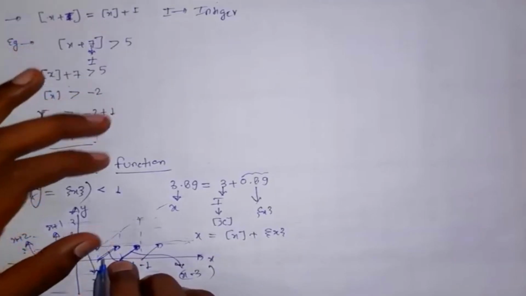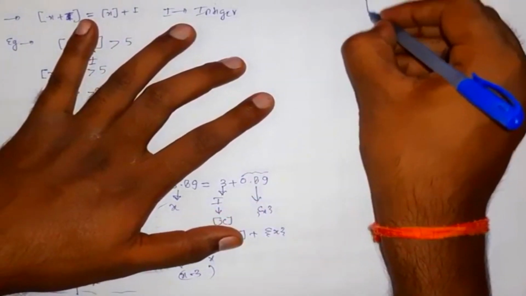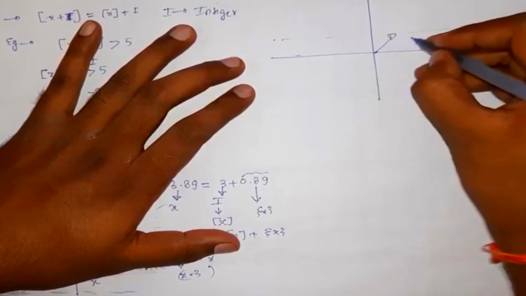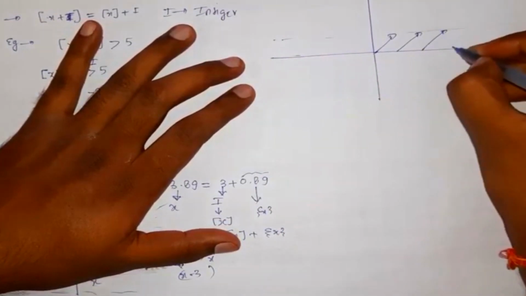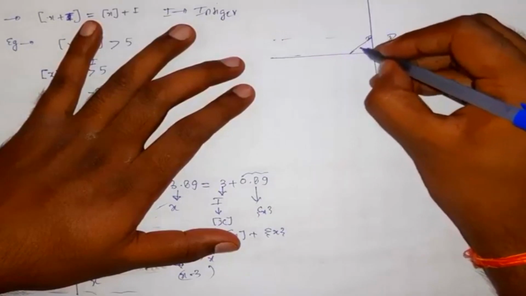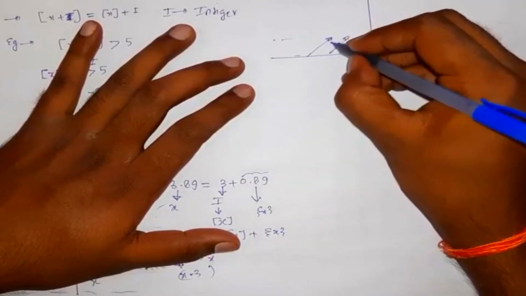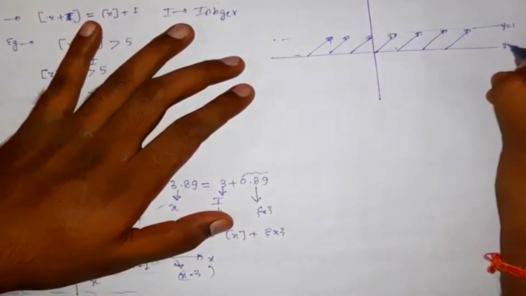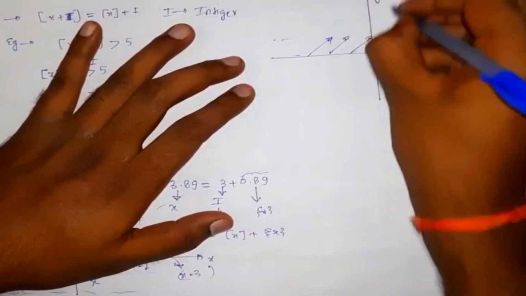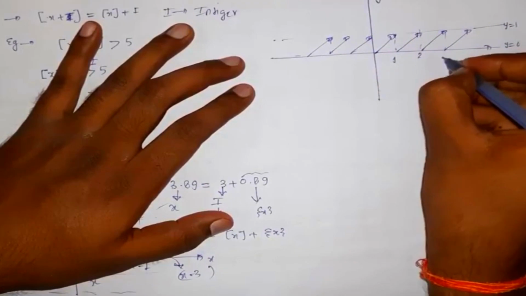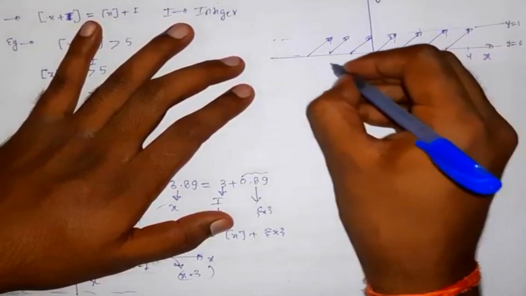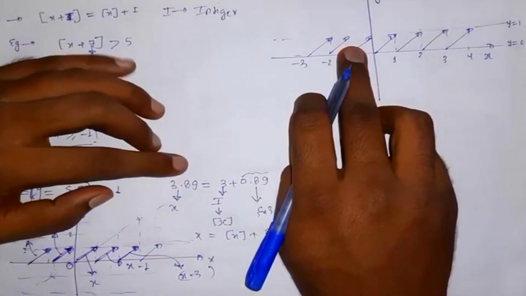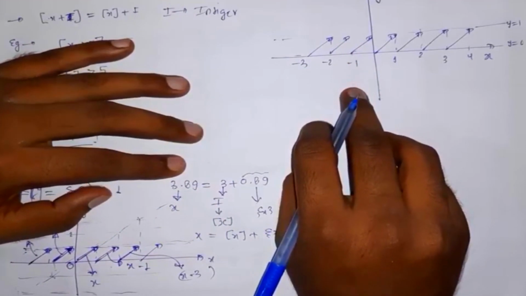I will draw this again. Here this will be like this. This is y equals 1, y equals 0, this is the x-axis, this is the y-axis, this is 1, 2, 3, 4, minus 1, minus 2, minus 3. So this is the graph of y equals the fractional part of x. I hope it is clear to all of you.